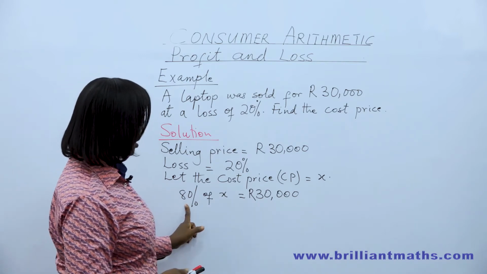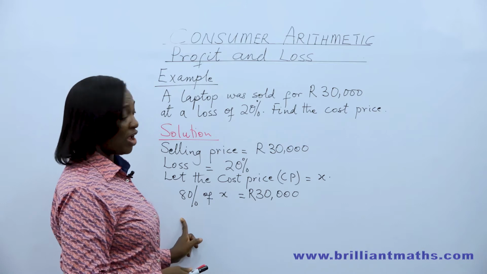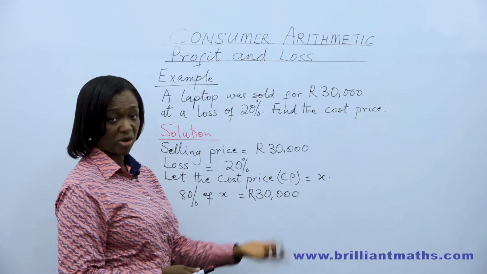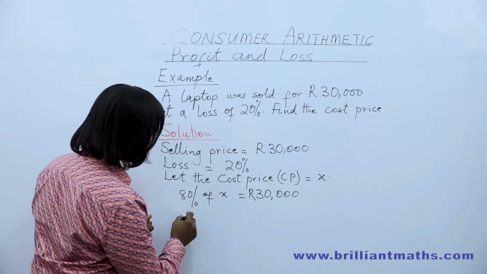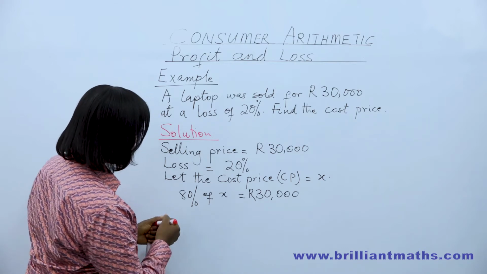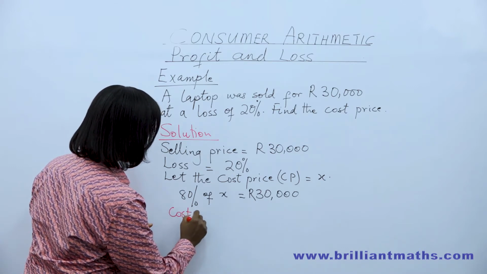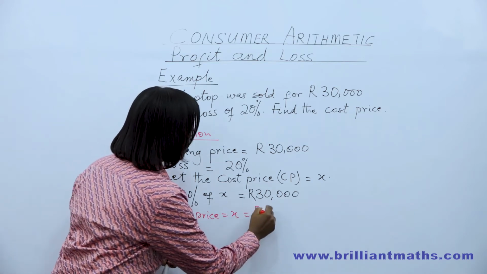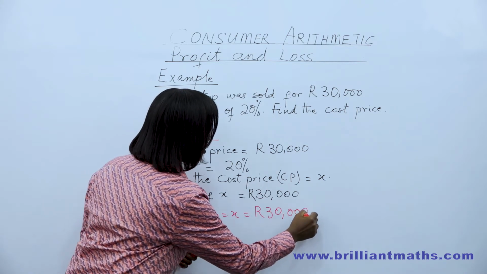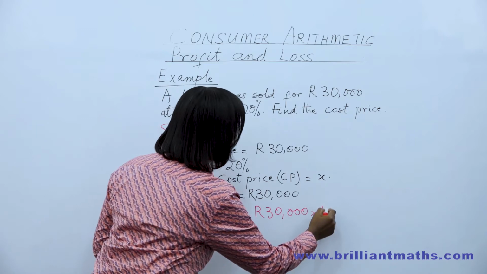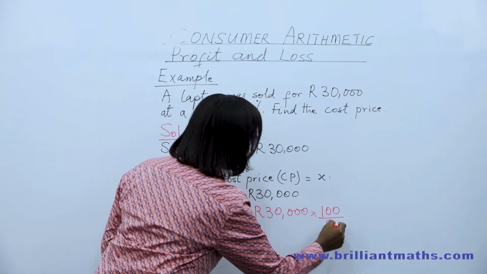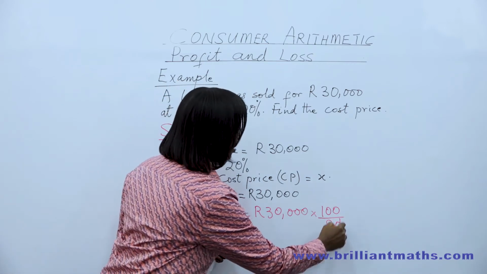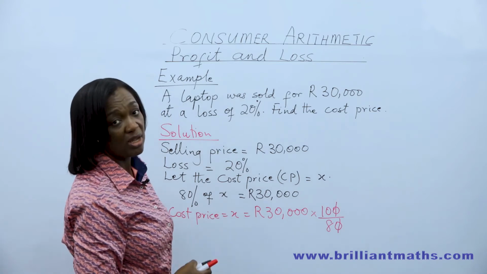If we take 80%, 80% is 80 over 100. If we move it over to the other side of the equation, it becomes 100 over 80. It reciprocates. So cost price, which is X, equals 30,000 Rand times 100 over 80. How do we then calculate this? We can use our calculator.